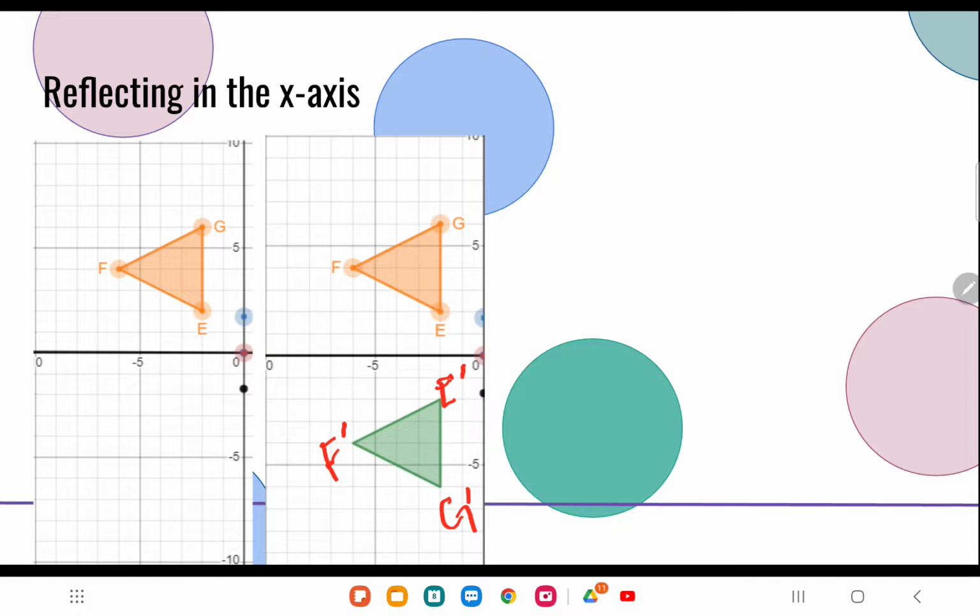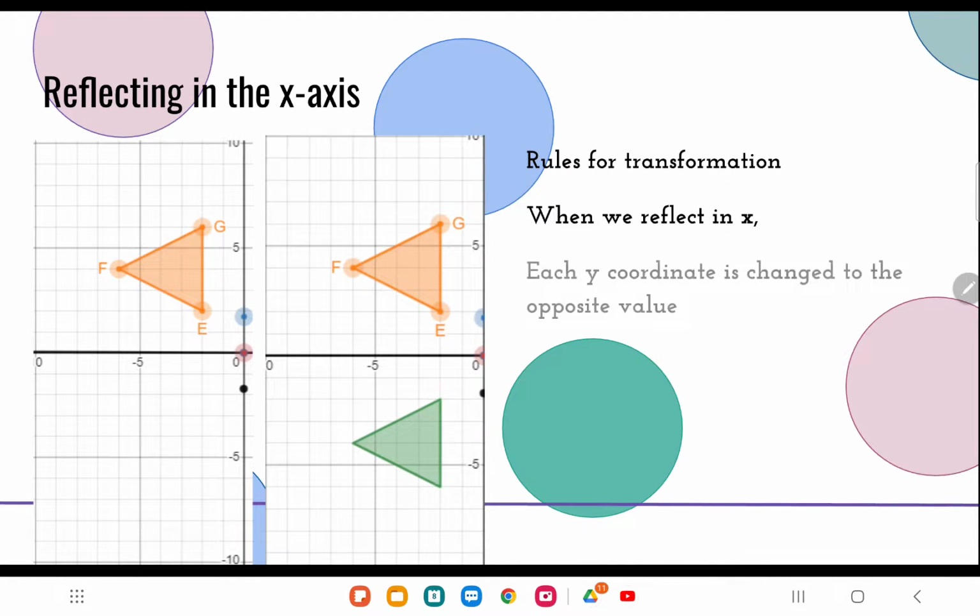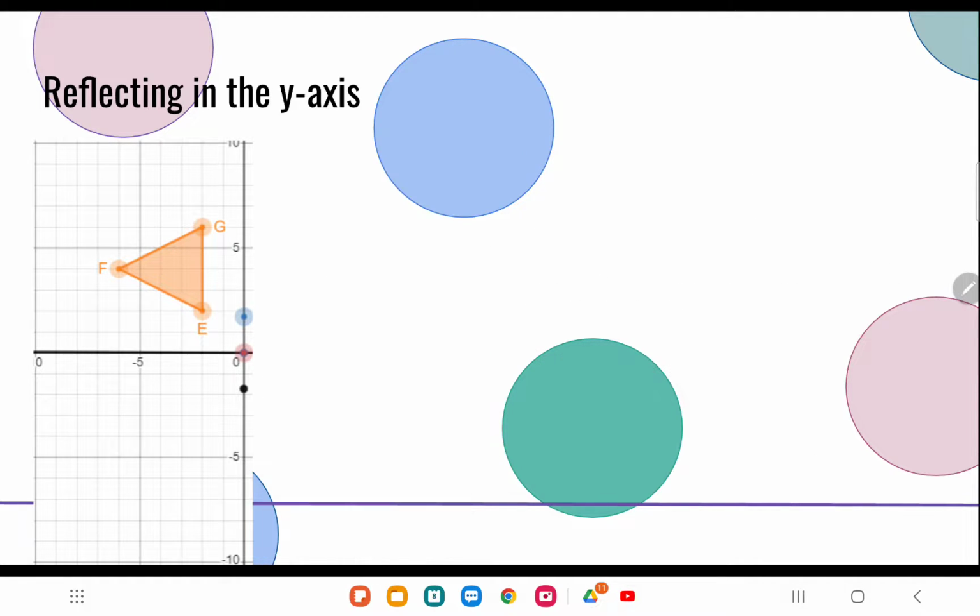We can see that the x coordinates have remained the same, but the y coordinates have changed. Therefore, our rule for transformations, when we reflect in x, each y coordinate is changed to the opposite value. Therefore, the point x, y is transformed to the point x, negative y.